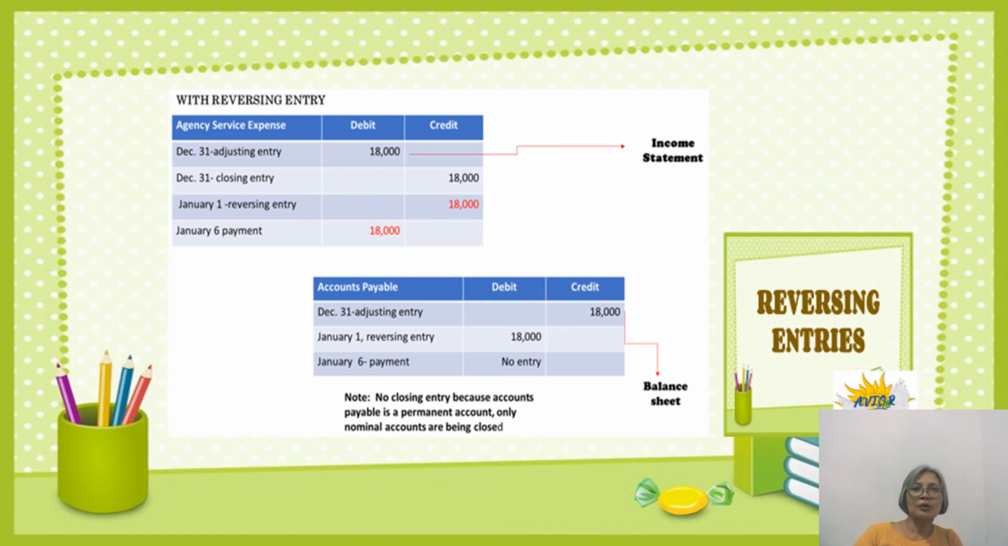Kasi i-adjust mo lang naman yung entrada mo. So, with reversing entry, ang entrada mo ay expense. Ito yung adjusting entry muna. Adjusting entry. Debit expense, credit accounts payable.